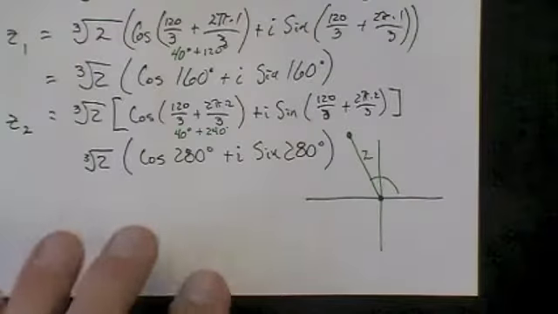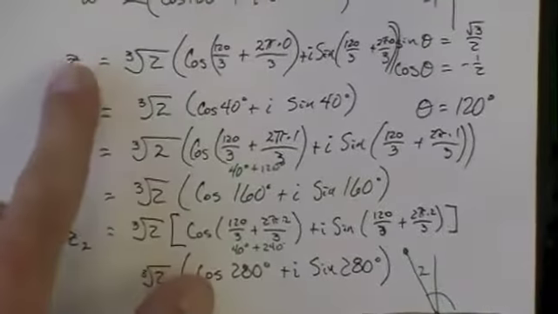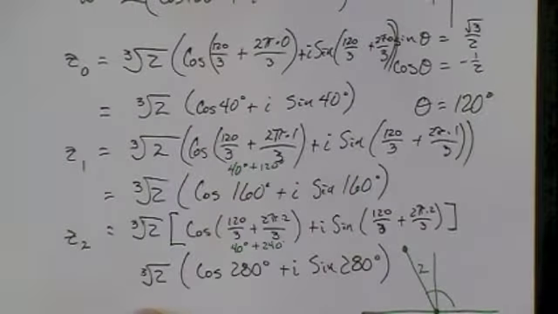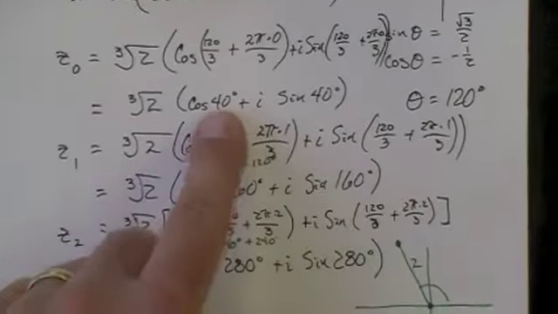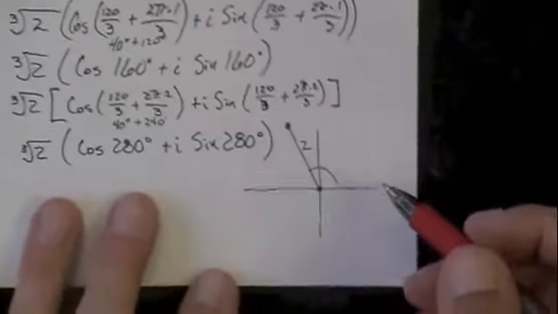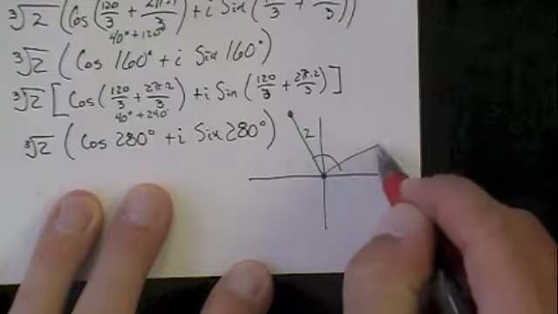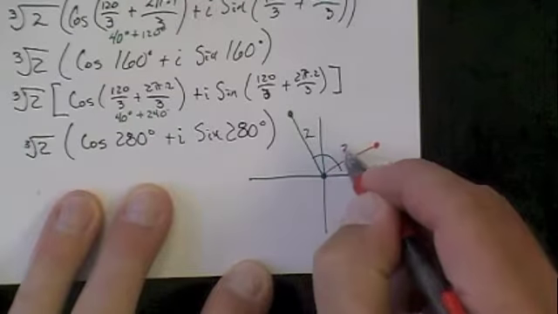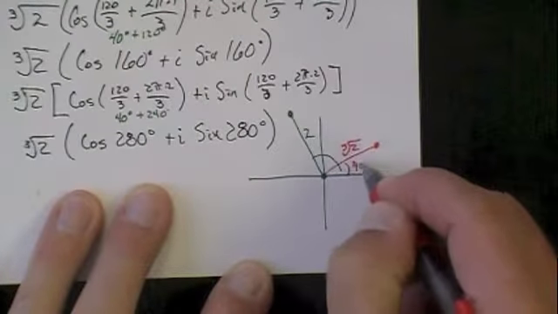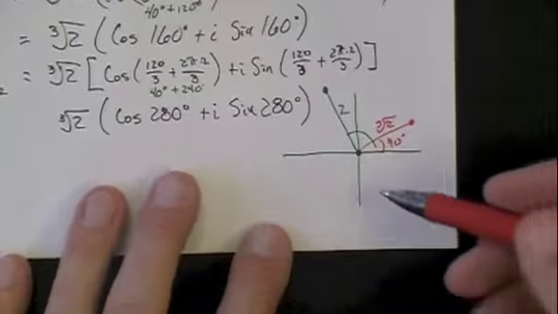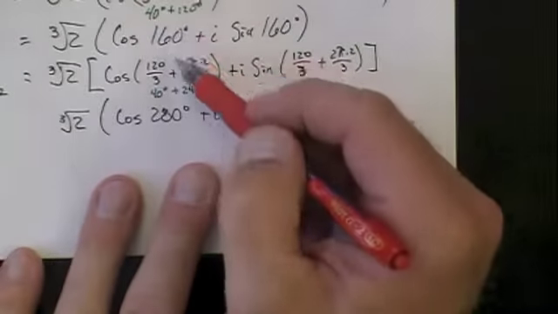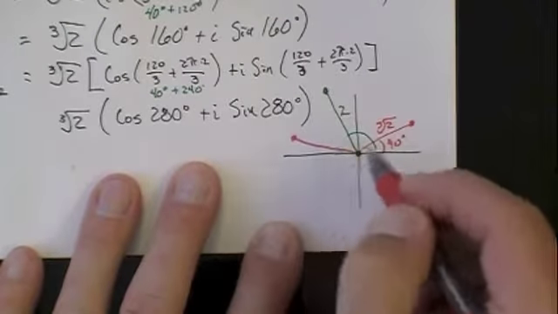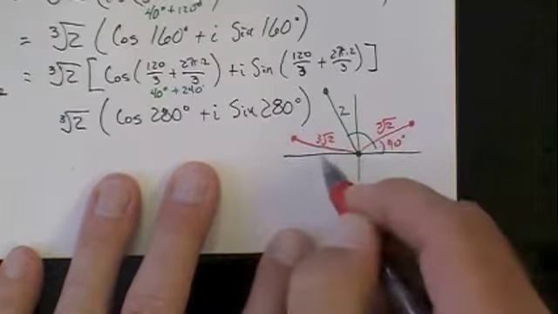Now if we look at each of these roots, the cube root of 2 for each of them would give us the same magnitude. And then our angles, we have our 40 degrees, so that's going to come off this direction. So we have 40 degrees, and then that cube root of 2 here. And then we have 160 degrees. It's going to come off this direction, and again, cube root of 2 here.